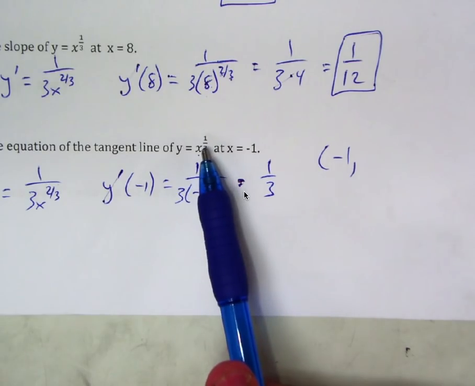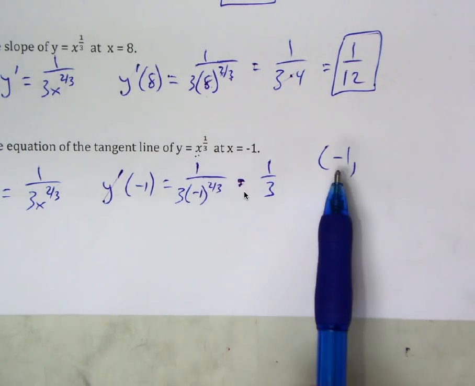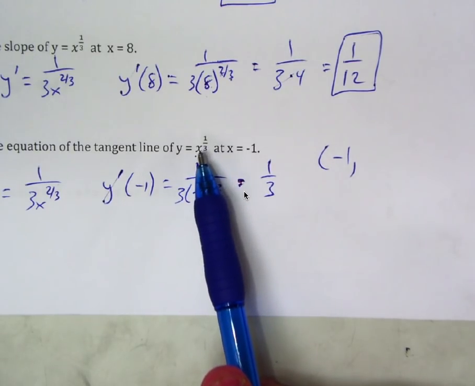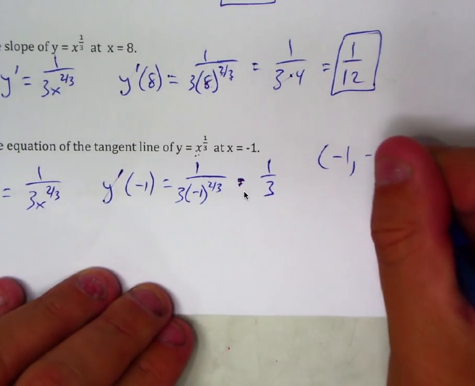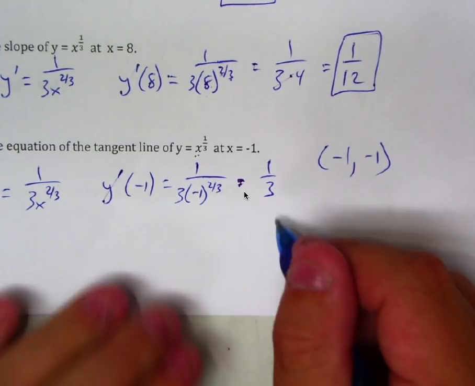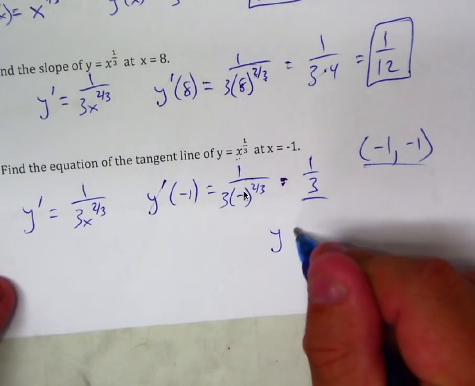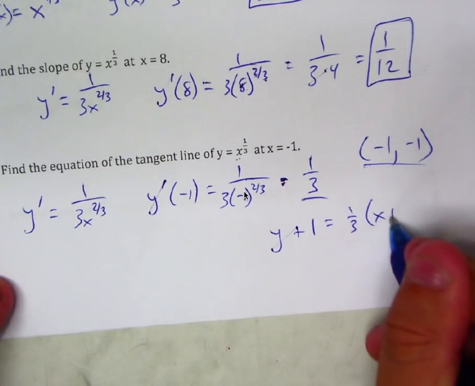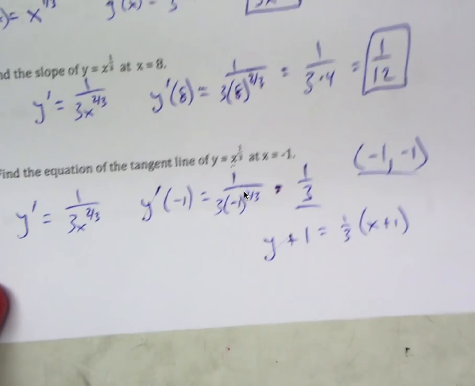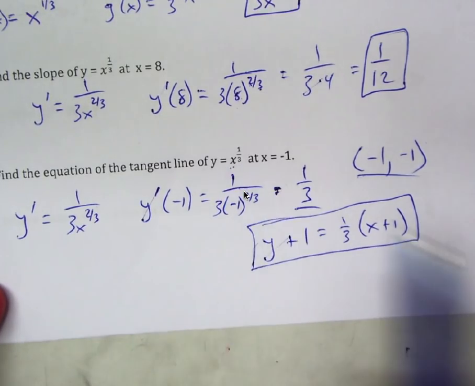-1 to the 1/3 really means the cube root of -1. Let me say that again. -1 to the 1/3 power is the cube root of -1. So that's -1. So now we have the slope, we have our point. Let's write the equation. y plus 1 equals the slope times x plus 1. That's the equation of the tangent line to this function at x equals -1.